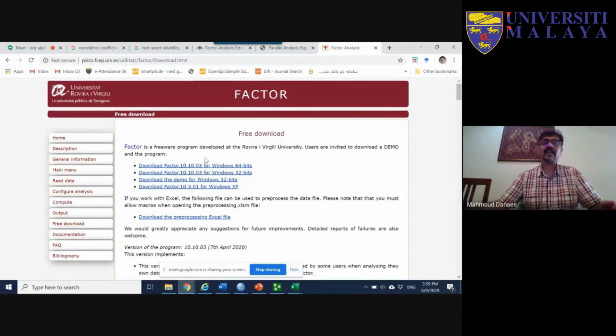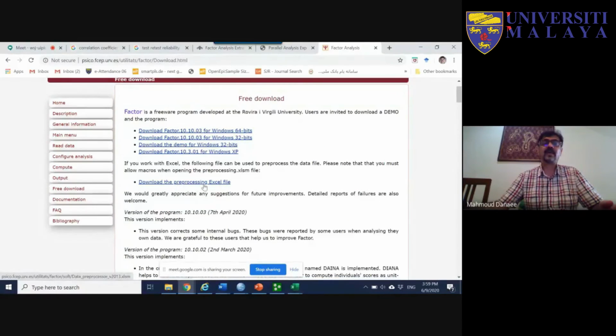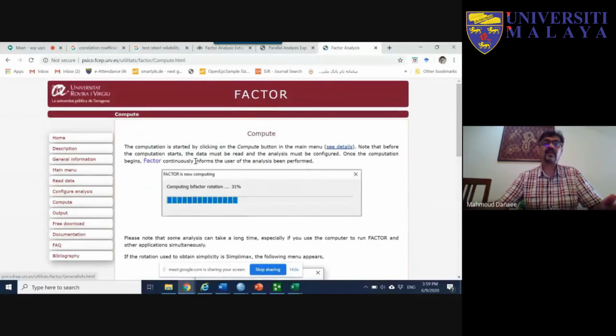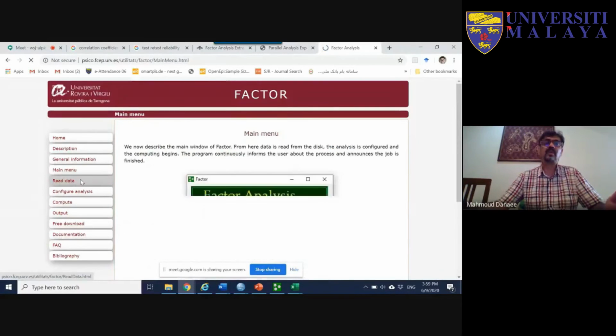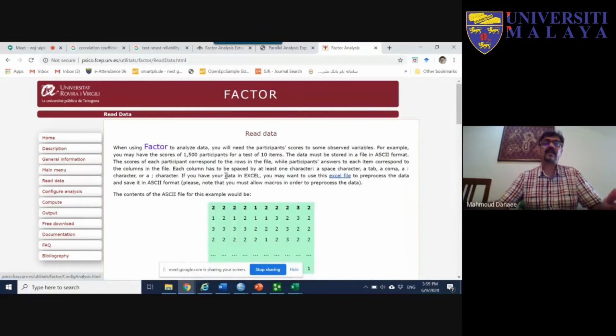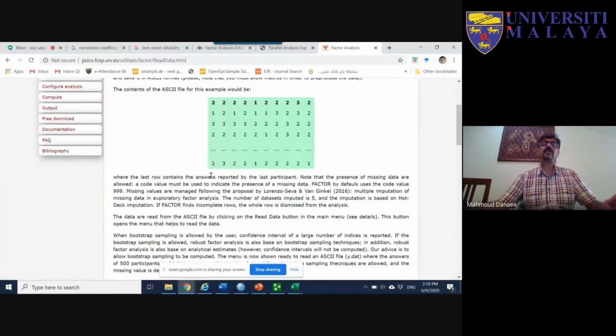This software is available for two types of Windows, 32 and 64 bit. You can also find free downloadable documentation and the instructions on how to use it and apply it to your data. Why am I going to introduce you to this software?